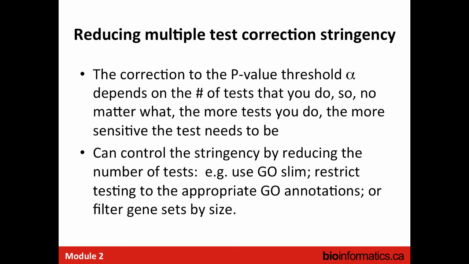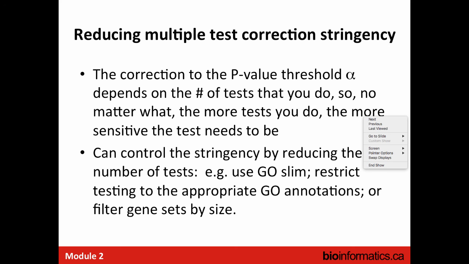I think this is one of the more important points: regardless of what you do, the number of tests that you do is always going to decrease your power. If you're testing pathways that are unlikely to be enriched in your gene list, that's still going to affect your ability to detect the pathways that are enriched. So be very careful about which pathways you look at. And there are various ways to do that.